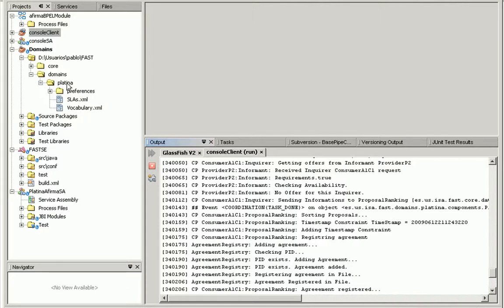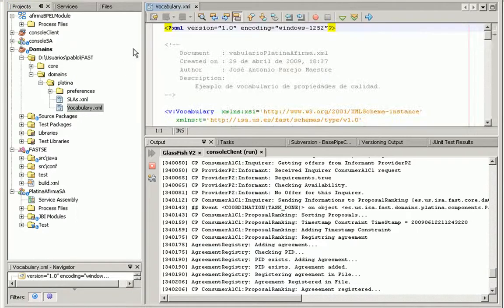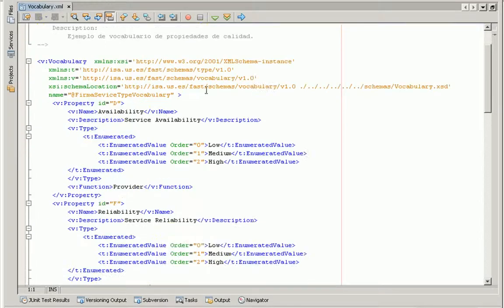For example, here in the Platina domain, we have these files to configure it. We can see the vocabulary of the domain here in the vocabulary.xml, where we can see all the properties of this domain. So we can add a new property by simply editing this file.